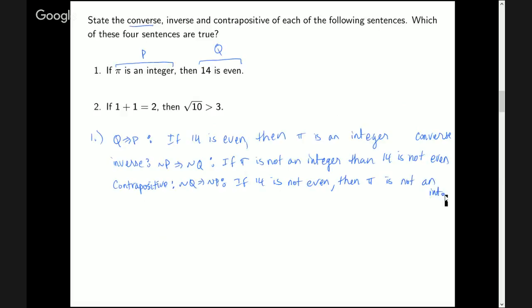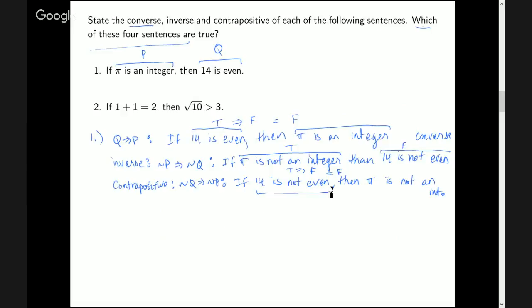Now, let's look at the truth, or it says which of the four sentences are true. So let's look at each of them. Is 14 even? That's true. Is pi an integer? Yeah, so true implies false is equal to false. So that one is false. Look at the next one. If pi is not an integer, true or false? True. 14 is not even, true or false? So true implies false is false. So that one's false.